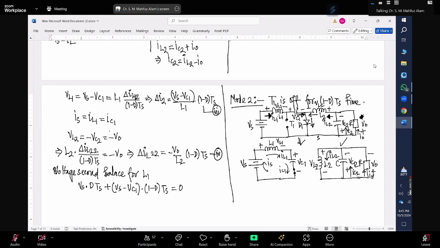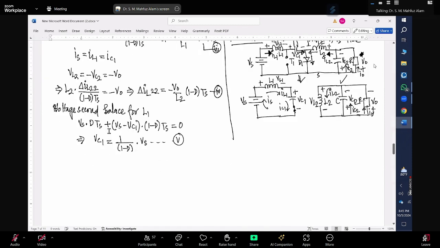So from here, you can see you can write Vc1 equals 1 minus D multiplied by Vs. So that should be your equation number 5.